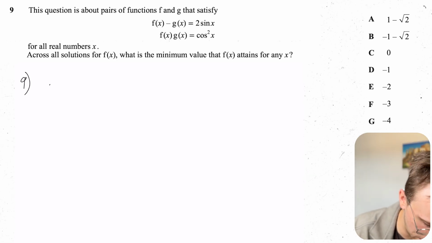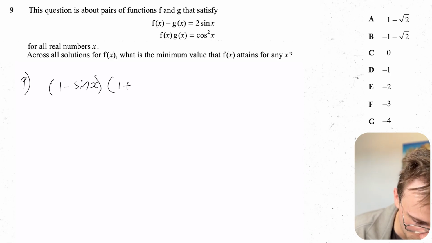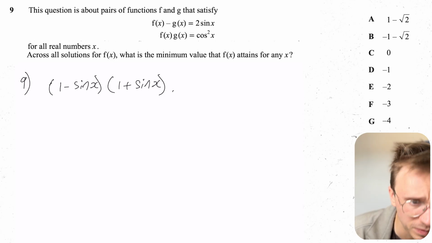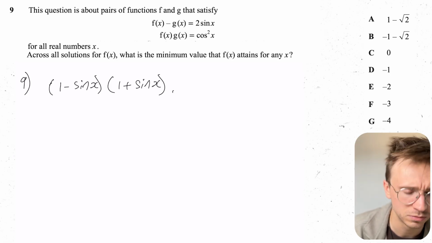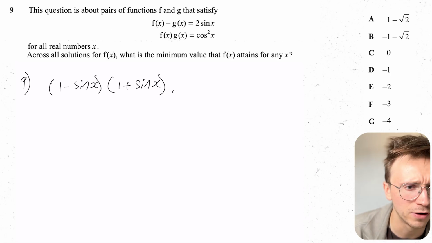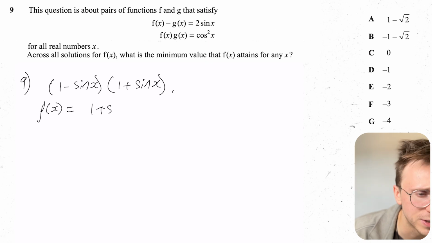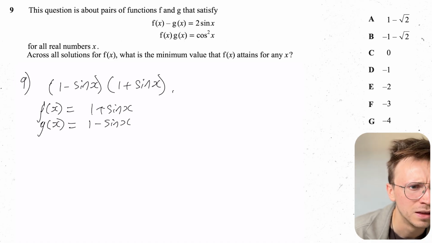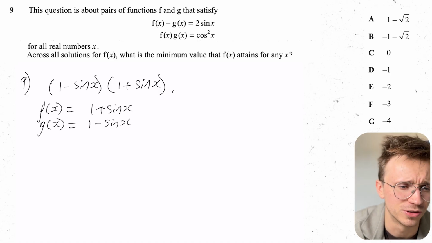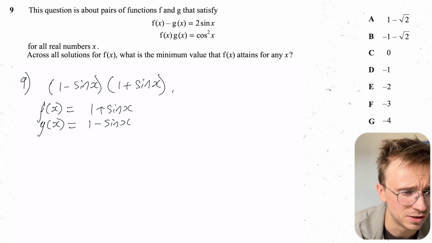I was thinking it might be like f is 1 minus sine x and g is 1 plus sine x. Oh wait, that's fine, right? Oh wait, so if f of x, it's the other way around, but 1 plus sine x and g of x equals 1 minus sine x. Oh, no, there's pairs of functions. There's multiple different pairs of functions, never mind. I know it's at least 0.